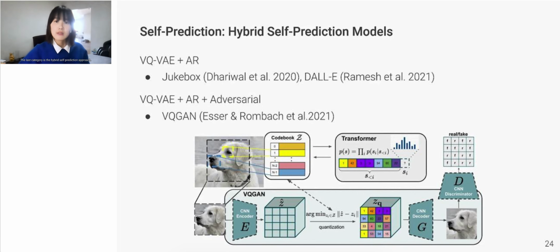The last category is the hybrid self-prediction approach. It combines different types of generation modeling together. For example, the VQGAN model combines a CNN-based VQVAE to learn a discrete codebook of context-rich visual parts, together with a transformer model that is trained to autoregressively model the color combination of this codebook.